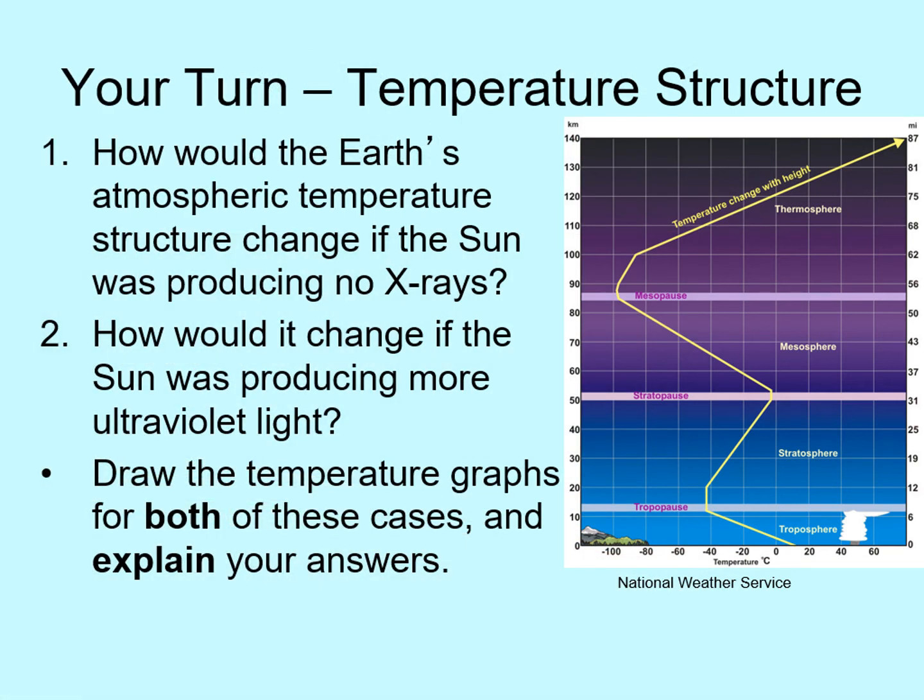Now you can apply your understanding of what causes the different temperature structures to see if you can predict what would happen if we changed the sun's light. Treat each of these as a separate case. Don't try to combine them into just one. For each one, draw the temperature structure graph and describe how and why it's different from the current structure for the Earth.